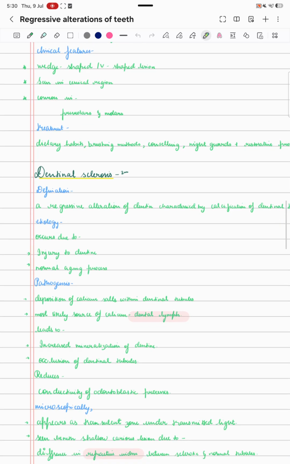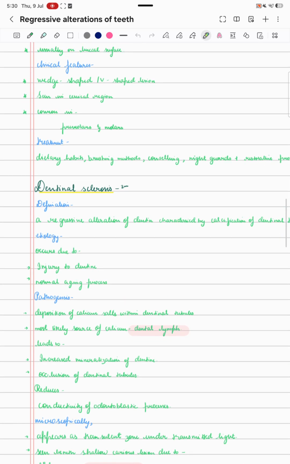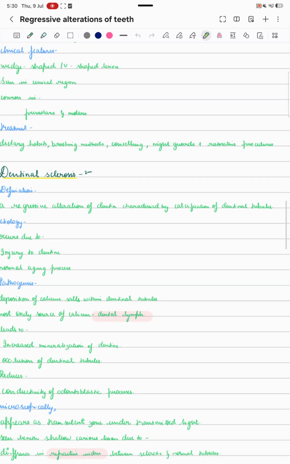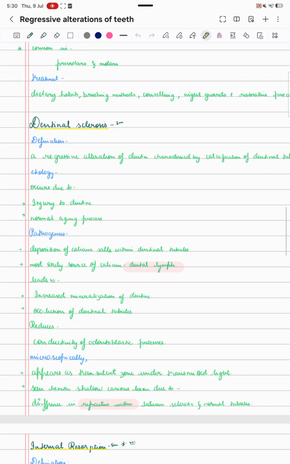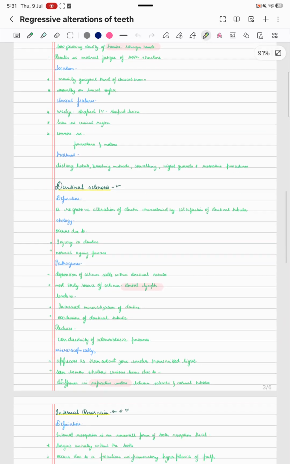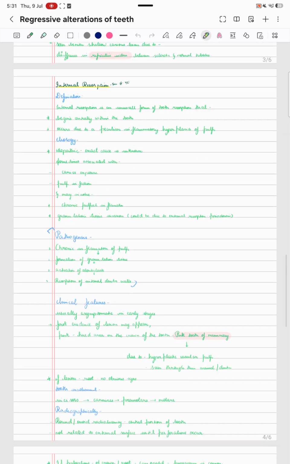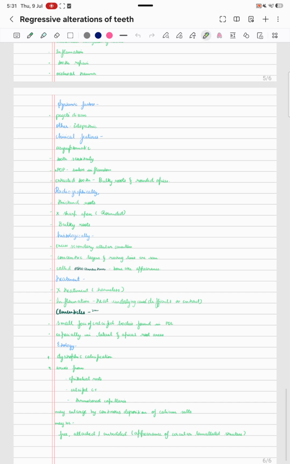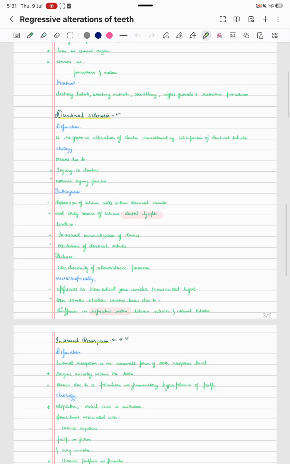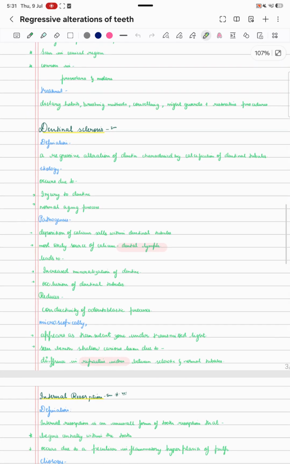Treatment is dietary habits, brushing, night guards, counseling the patient, and improving chewing habits. If there is any malocclusion, correcting the malocclusion, and restorative procedures. Now there are two more important things, that is dentinal sclerosis and hypercementosis. First we will see what is dentinal sclerosis.